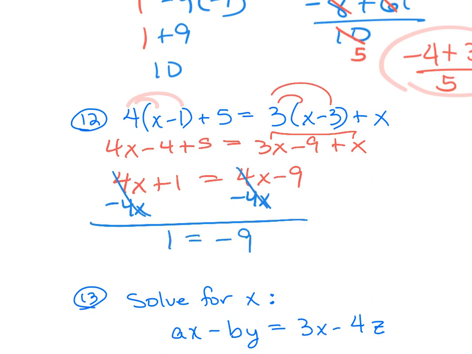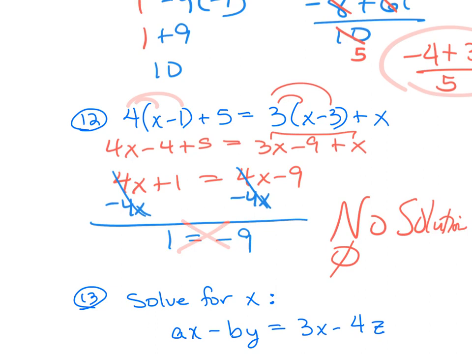negative 9. This will never ever happen, so when this occurs and the variables cancel out, and you are not left with a true statement, this answer is no solution. You can also write it as the empty set symbol. Now, if what was left was 1 equals 1 or negative 9 equals negative 9, if it were a true statement, then that's when you get all real numbers.